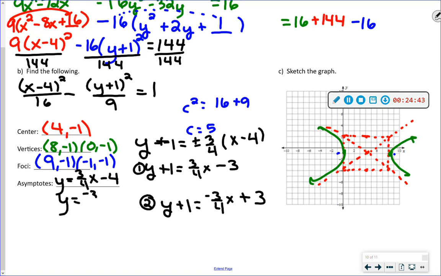That's all the math skills in one problem. Isn't that great? So good.